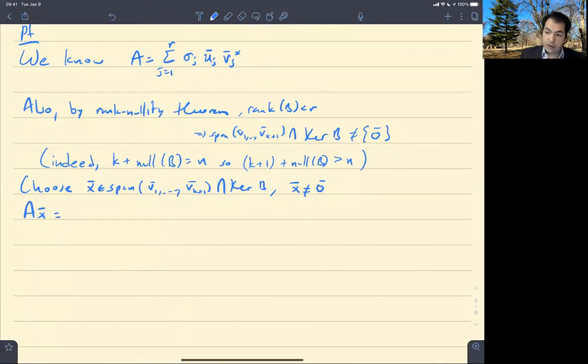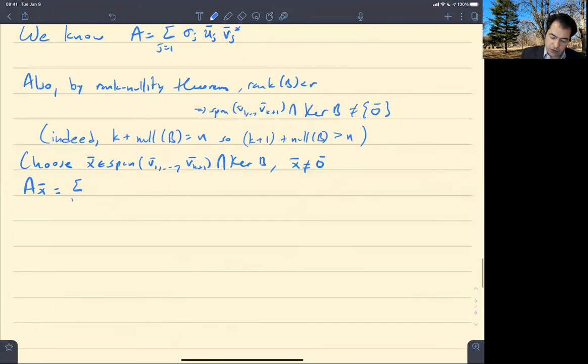And A times X is, by definition, sum J goes from 1 to R of sigma J, Uj, Vj star, X. Okay, now we recognize Vj star x as the inner product of x with Vj, right? So inner product of x with Vj, I'll put that on the left as a coefficient multiplying the vector Uj.